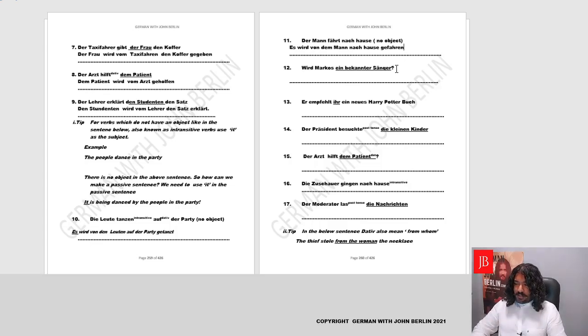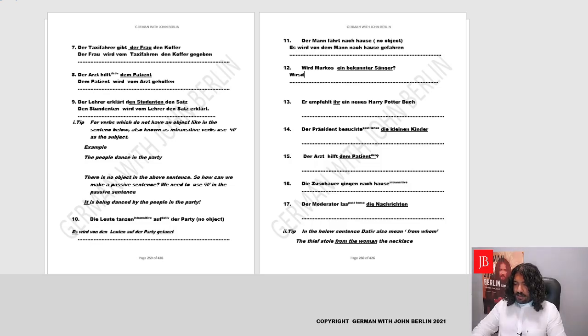Wird Markus ein bekannter Sänger? Okay, now this is an interesting sentence. Let's see if I can do it. Basically you have the object ein bekannter Sänger. It'll remain ein bekannter Sänger. It already is in nominative, since werden is a nominative verb. Okay, it's a question, sorry. So we need to begin the sentence with a verb. So the verb is basically wird.